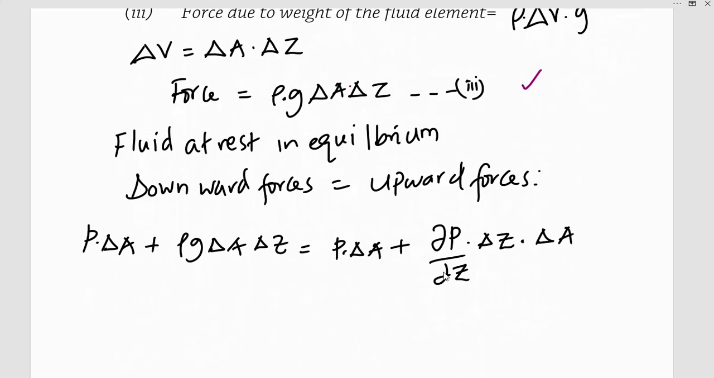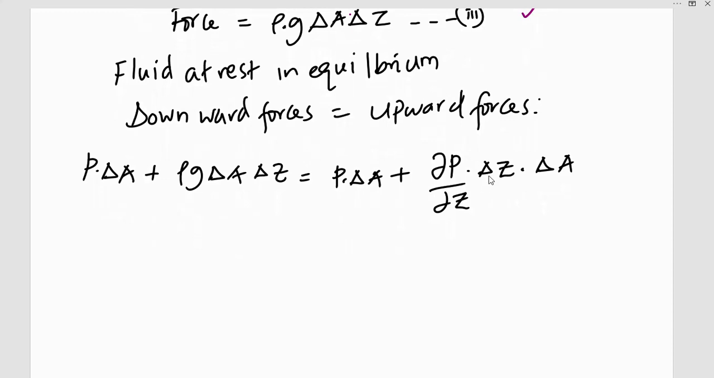So when we consider the equilibrium conditions, when the fluid is at rest under equilibrium, then downward forces are equal to upward forces. I sum the upward forces and equate them to the downward forces. The downward force is the force due to pressure on AB, plus the force due to weight, which we have already calculated, and this is equal to the pressure force acting on CD, plus the pressure that comes as a result of the rate of increase in pressure as you move from face AB to face CD, which gives del P del Z times delta Z times delta A.